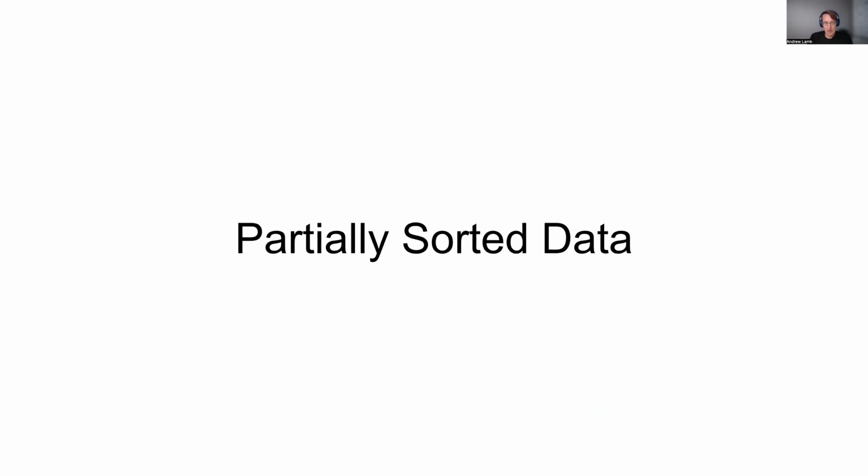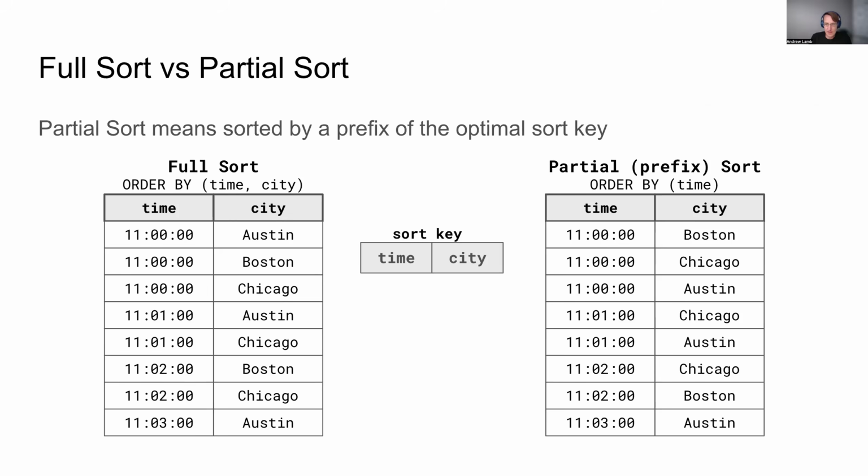All right, so that's what you do when the data is fully sorted. Now, what can you do when the data is partially sorted? And what do I mean by partially sorted? We have to explain that first. Partially sorted, at least how I'm going to describe it, really means sorted by a prefix of the desired sort key. Here are two examples. On the left, it's ordered by time and then city. These values are ordered by time, and for rows that have ties in time, like 11 o'clock, there are three distinct cities with the same time, and they're ordered ascending as well. So this is the full sort order.